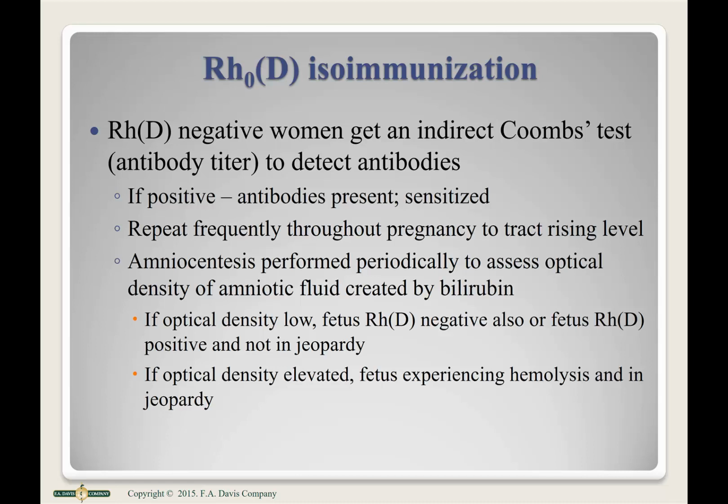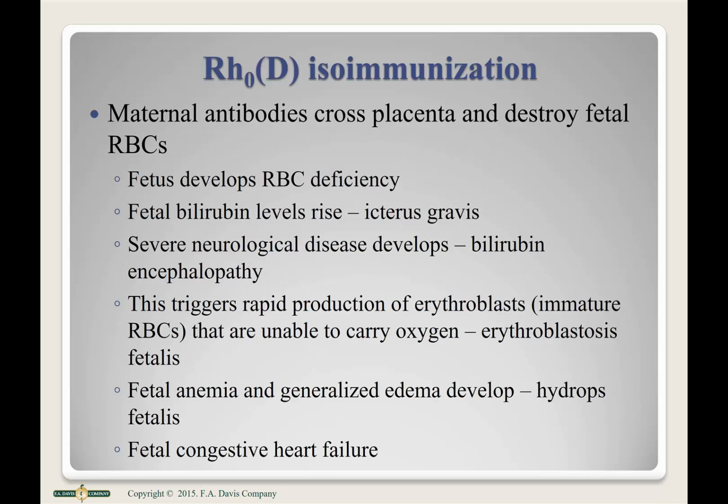All right, so we've talked about the positive mom. We've talked about doing the amniocentesis and looking at optical density. The density is how much bilirubin is floating around in the amniotic fluid. A very high density means there's a lot of bilirubin, so baby is experiencing hemolysis. And if it's a low density, then we feel like either baby is Rh negative, so there's no reaction going on, or if baby is Rh positive, there's very little reaction going on where we don't feel baby's in jeopardy. All right, moving on.